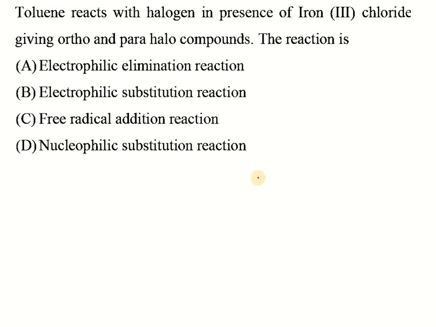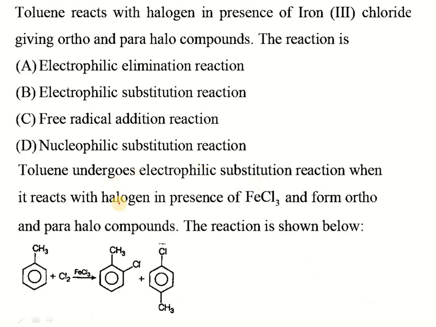Next question. Toluene reacts with halogen in the presence of iron chloride, giving ortho-para halogen compounds. The reaction is a very simple electrophilic substitution reaction only. So these are electrophilic substitution reactions. Option B is the right answer for it.